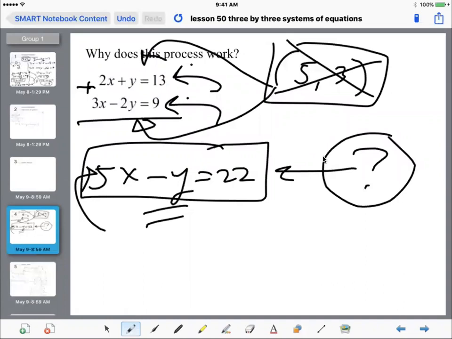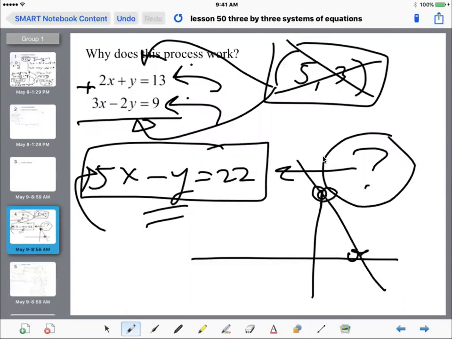Okay, so I saw about the average. There was mention about graphing. 2x plus y equals 13. And 3x minus 2y.